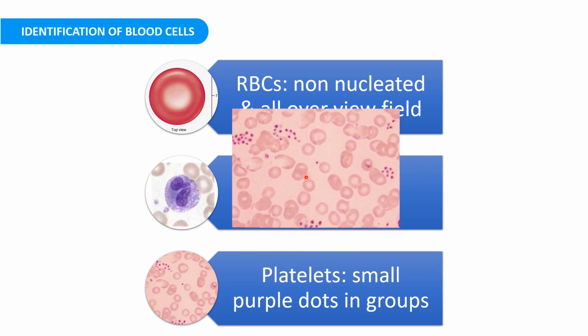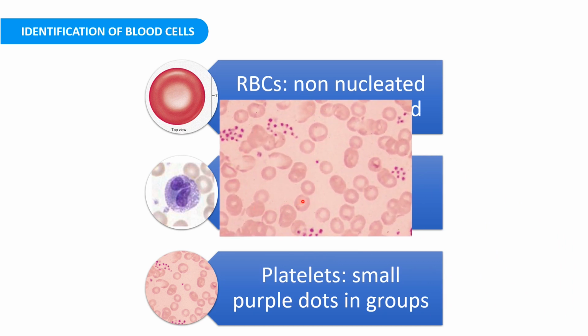Okay, so this view field shows that these are the RBCs. So these red circles are the RBCs and these purple dots are the platelets. So purple dots, very small, 1 to 2 microns in size, and in groups are the platelets, and 7 micron size circular red cells are the RBCs. So RBCs and platelets are out of question. Now let's move to the WBCs. How to identify various types of WBCs.